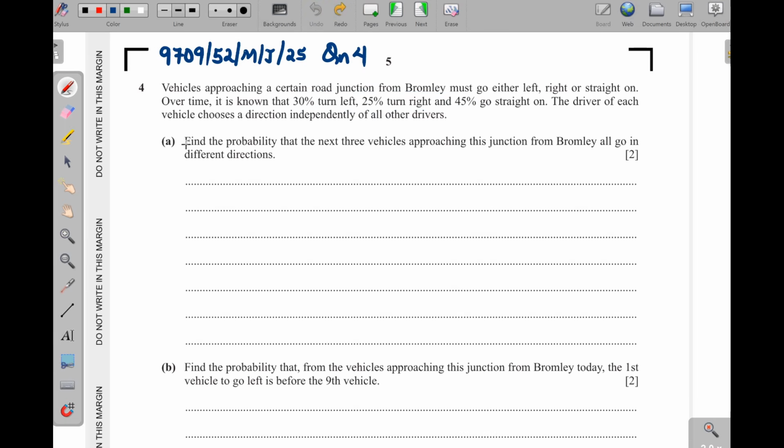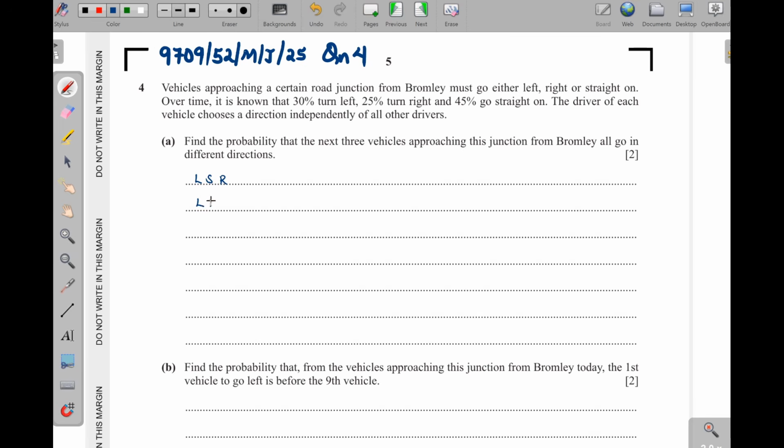All right. Now they are saying part A, find the probability that the next 3 vehicles approaching this junction from Bromley all go in different directions. Okay. Now, all go in different directions. I can have the first one going left, the next one straight on, the next one right. In fact, I'm going to simplify it this way. We have left, straight, right.